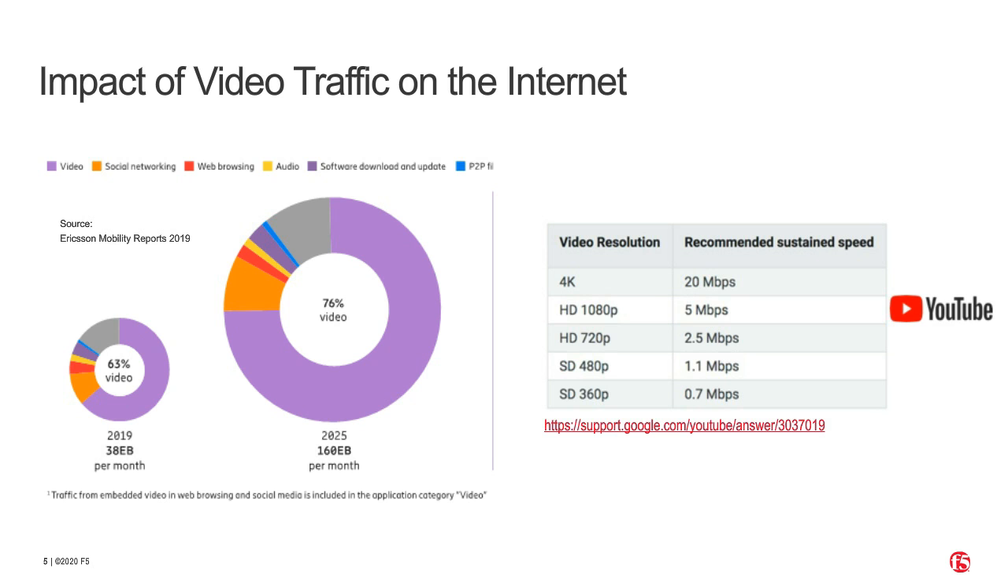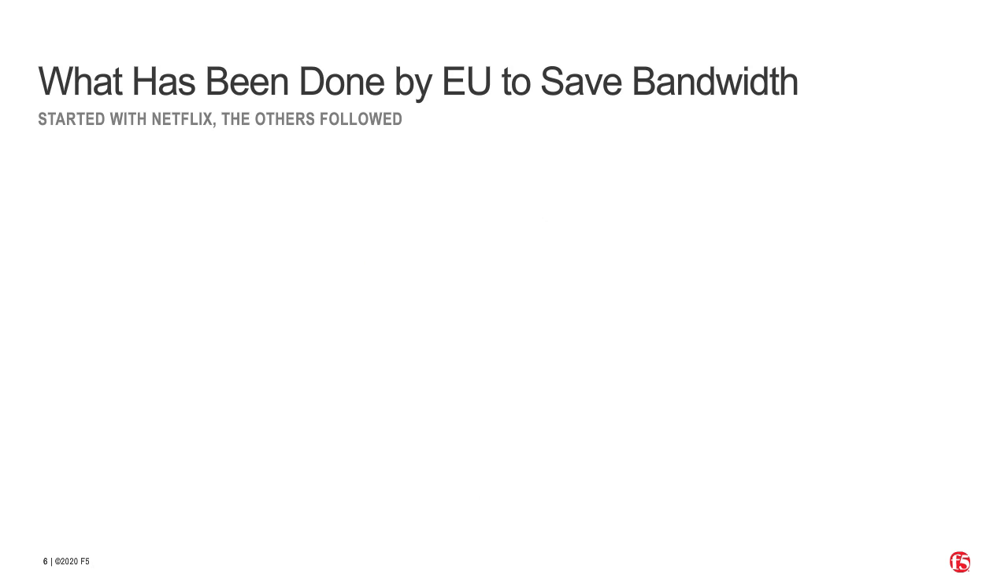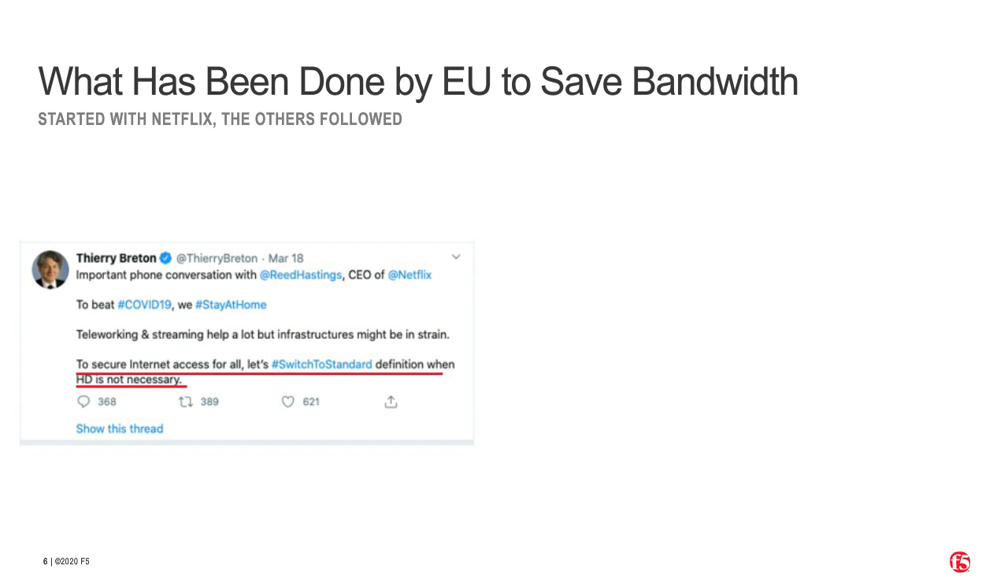So these two elements, combined together, as I said, make the difference of video with respect to the other traffic. And this was also realized by, for example, the European Union. So what the EU did to save bandwidth, in particular during COVID-19, was to ask the main content providers, and you can find a public tweet where there was a conversation between Thierry Breton and the CEO of Netflix, with the hashtag called switch to standard, where Netflix was asked to decrease the quality of their video from high definition to standard definition wherever possible.